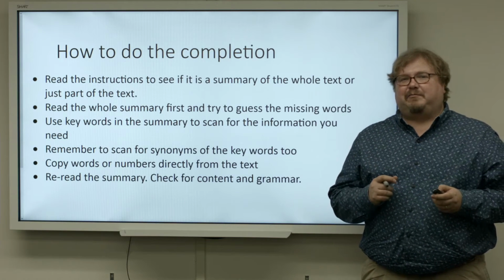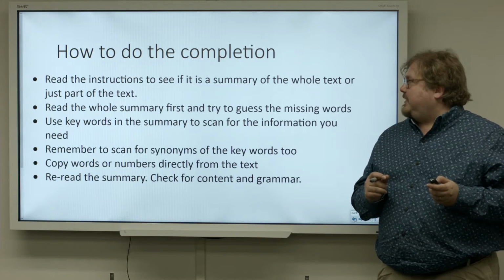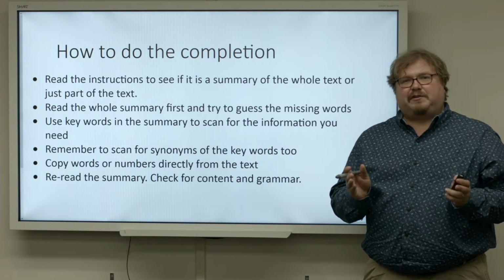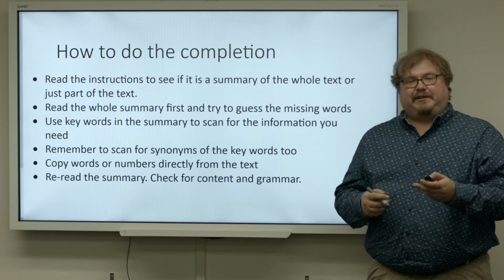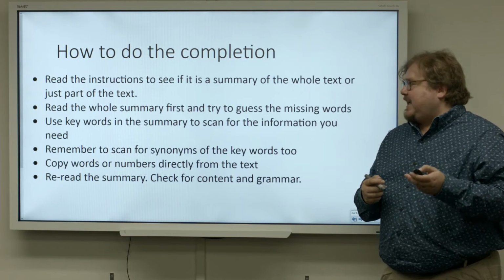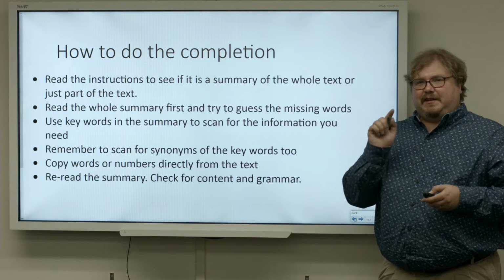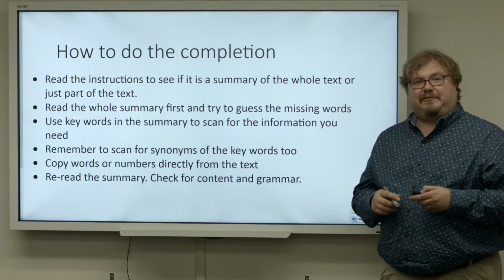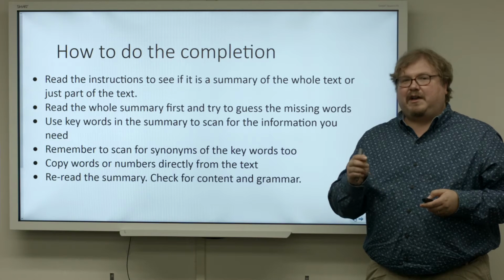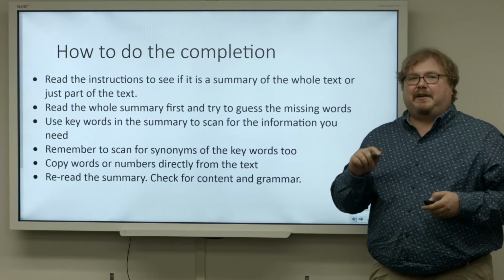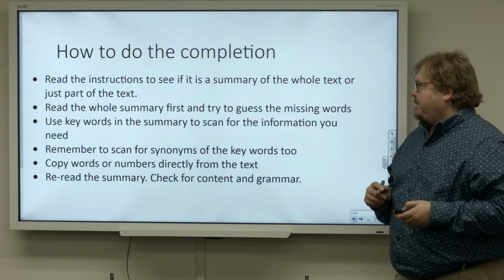So how can we do this completion? Read the instructions first to see if it is a summary of the whole text or just part of the text. Next, read the whole summary. Try to guess the missing words. Use keywords in the summary to scan for the information you need. Remember to scan for synonyms of the keywords too. The word in the summary may not be exactly the same as the word in the text.